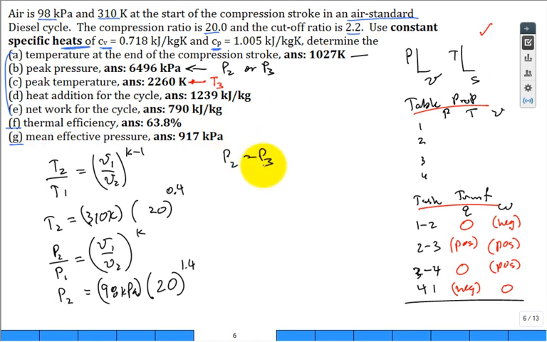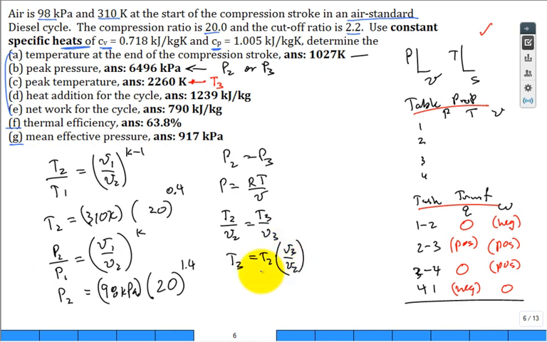That's exactly right. And it always behaves as an ideal gas. So P is equal to RT divided by V, always. So we can substitute in here that we have T2 divided by V2 is equal to T3 divided by V3. So the highest temperature, T3, is T2 times V3 divided by V2.